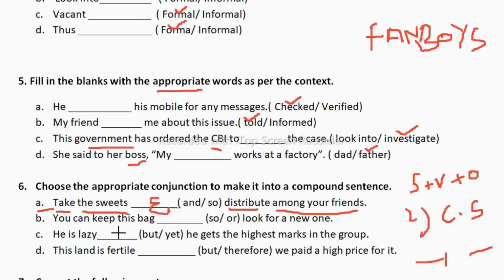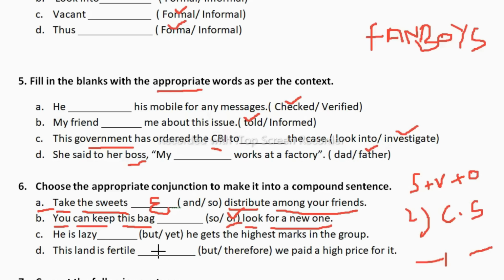Next, you can keep this bag. Just now I said, students, this is one clause. You is the subject, can keep is the verb, and this bag is the object. This is one clause, subject plus verb plus object. Now, look for a new one: the subject is not there, but you should imply the subject. So these two clauses are there, and we combine them into one sentence with the help of a coordinating conjunction. What should we choose here? You can keep this bag, or look for a new one. "Or" is the correct one.